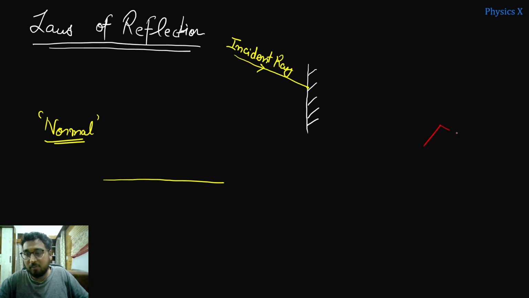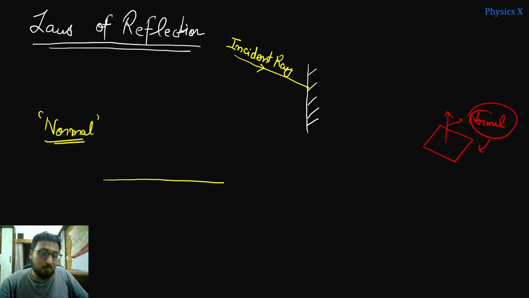Suppose this is a surface. This is an area, this is a plane. If you draw a line perpendicular to this surface, that you will call the normal of this surface.